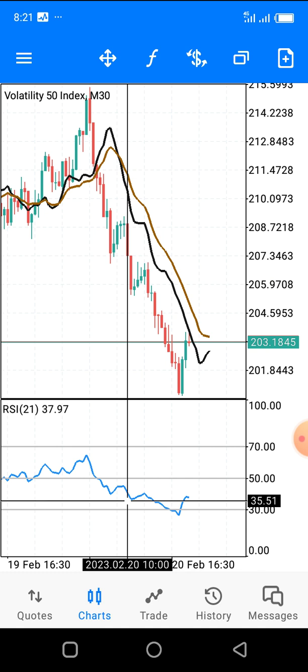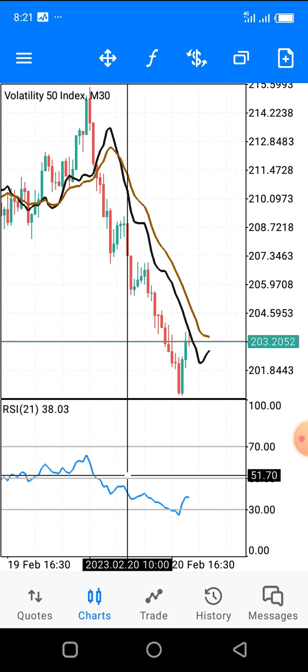Do not sell. Wait till it gets below 50, because there are many false breakouts or false signals in the market. So do not sell if it is reading above 50. When your crossover happens below, you wait for the RSI to read below 50 before you place your sell trade. I hope that's very clear.